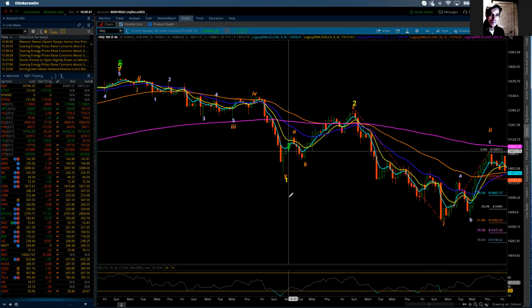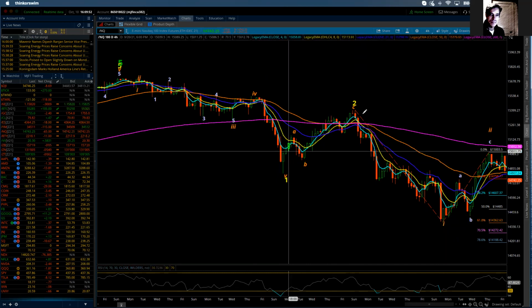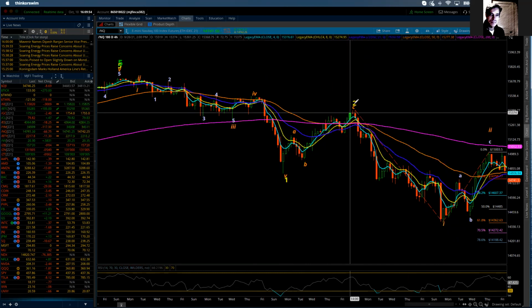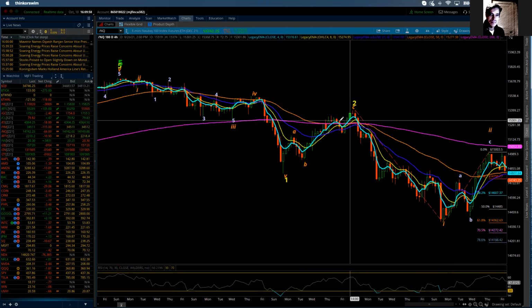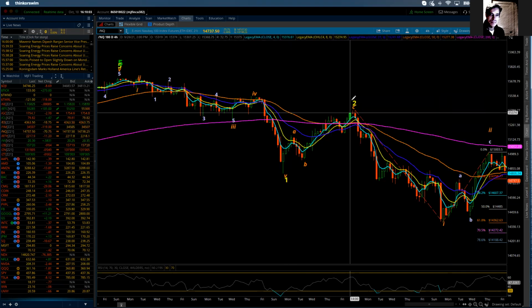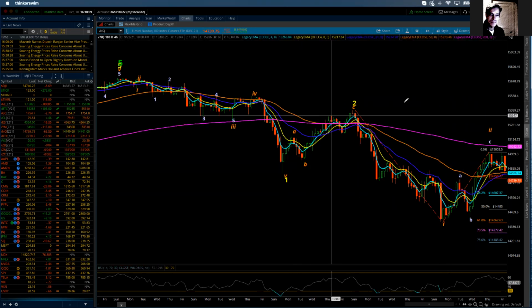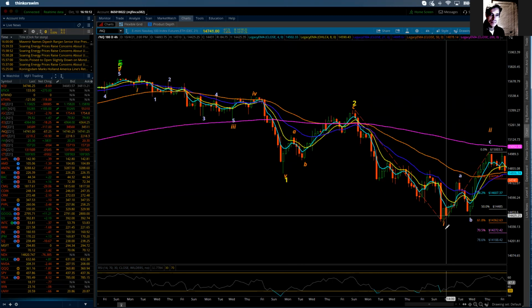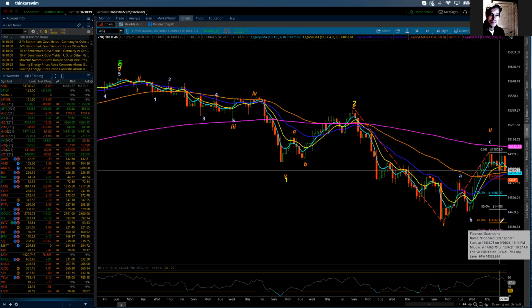And within that intermediate degree, that A wave could be a 3 wave, or it could be 5. Right now, I'm counting it as a possible 5. Now, whether this stays as 1, 2, or whether this changes to A, B, C for wave A, or just A, B, and then what we're in now is a C wave down, the count and the direction and the intensity all remain the same.